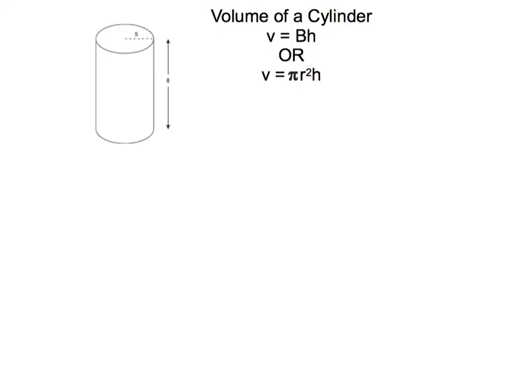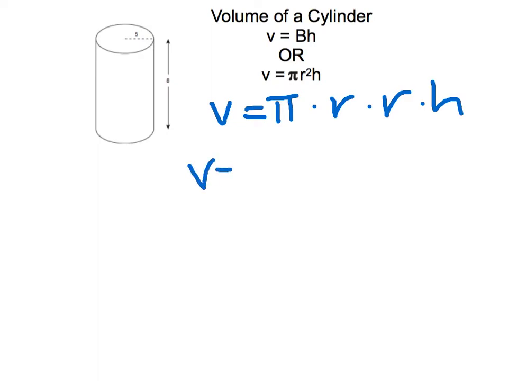Another formula that sometimes students like to write down, because they goof up the r squared, is this formula: volume equals pi times r times r times h. Whichever formula makes the most sense to you, jot that formula down while you press pause on this video. The formula I'm going to choose to use is the second one: volume equals pi times r squared times h. That's the one that makes the most sense to me. Now, if you choose another formula, if you do your math right, we'll get the same answer.